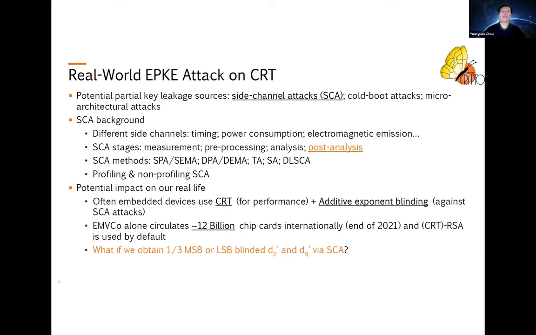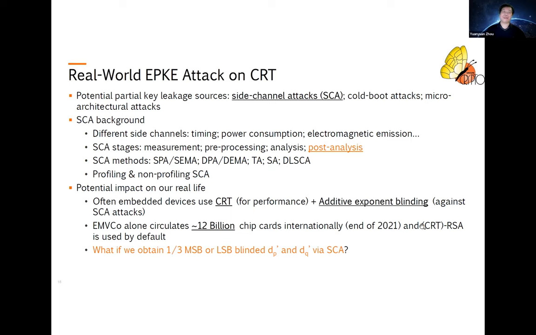There are also different side channel attack methods, like simple power analysis, differential power analysis, template attack, or deep learning based side channel attacks. That's what we will use in this work. There are also two types of attacks: we call them profiling ones and non-profiling ones. In this work, we consider the profiling ones.